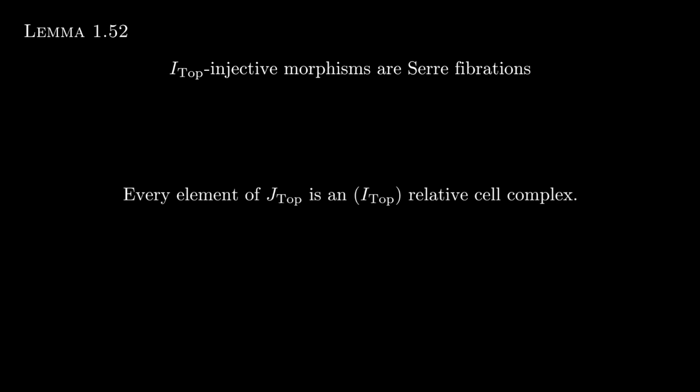To show that it is a Serre fibration is not that hard. We recall the previous fact from last video that every element of J-tope is an I-tope relative cell complex. Something we will prove in the next few videos is that by closure this implies that I-tope injective morphisms lift against I-tope relative cell complexes. So in this case they lift against, in particular, elements of J-tope, which shows that it is indeed a Serre fibration.